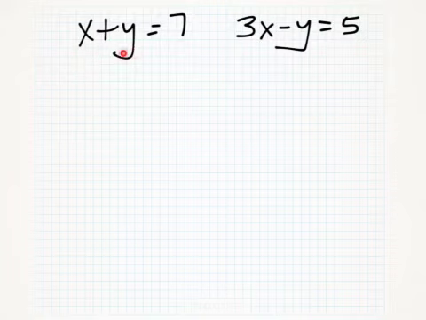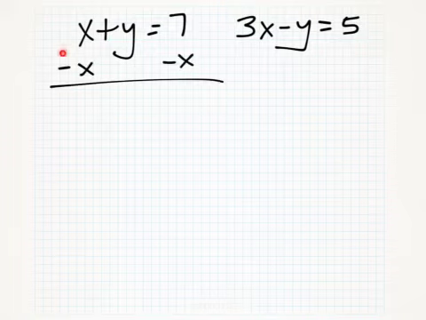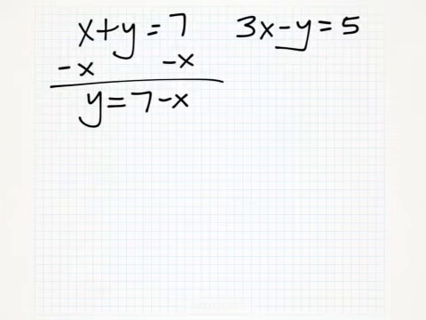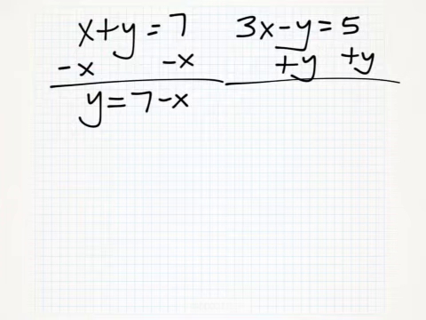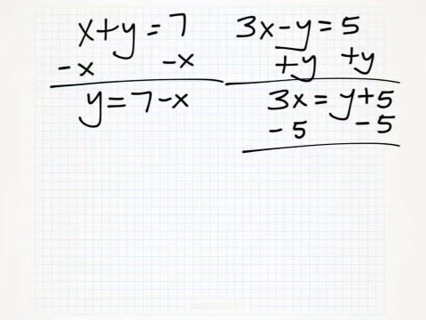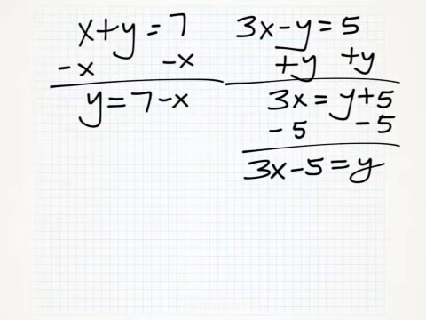Here, x and y are both on the same side of the equation. What I need to do is get y by itself. For this equation here, I'll do that by subtracting x from both sides. And that will give me y equals 7 minus x. For the equation on the right, I'm going to add y to both sides. Here I have 3x equals y plus 5. Subtract 5 from both sides. And my newly written equation is 3x minus 5 equals y.